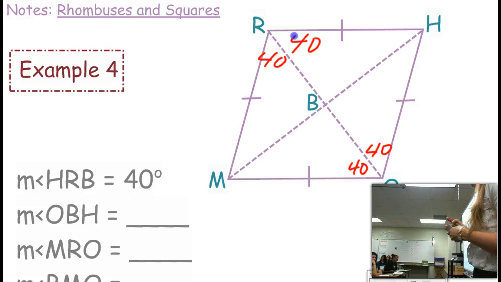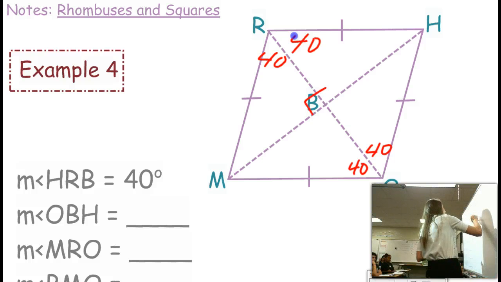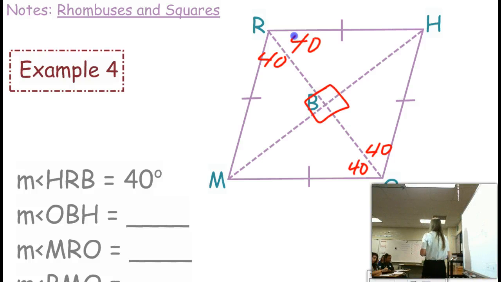Let's use another one of our new properties. The diagonals are perpendicular. Omar, what should I add to my picture if my diagonals are perpendicular? What symbol? Right angle. Everyone add a right angle. All 4 of those are 90.